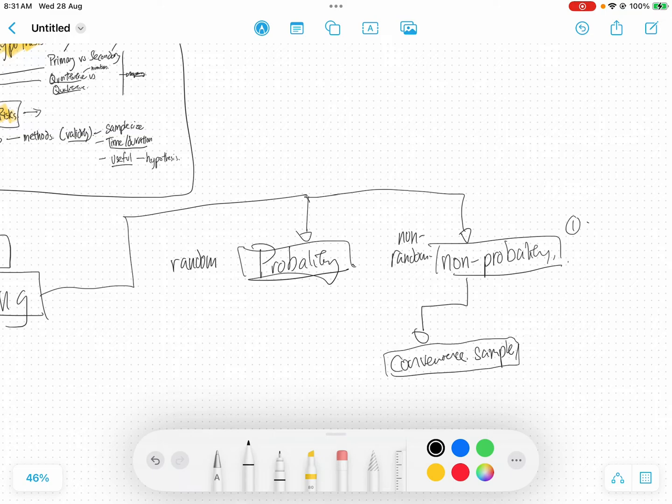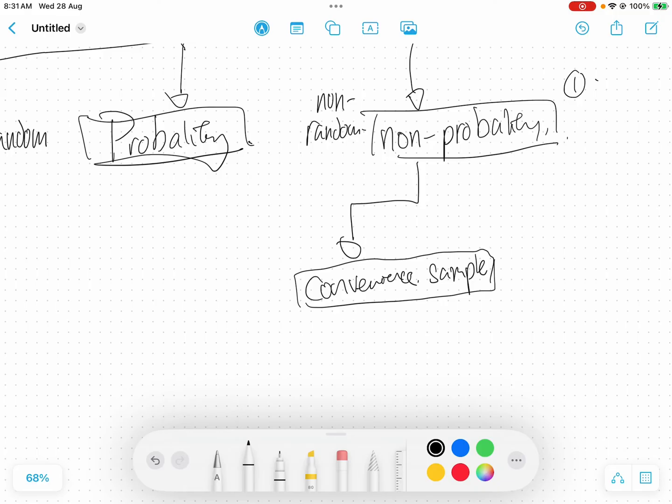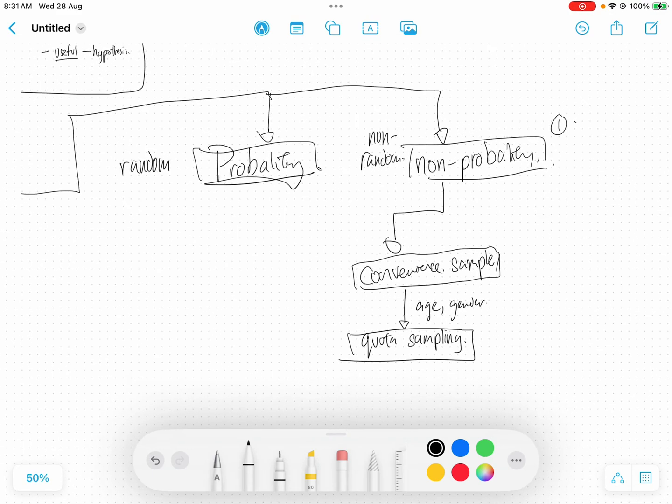On top of that, once you conduct your convenience sampling, you may also have another layer whereby you select a sample that has the proportional makeup to the population. It can be based on age, it can be based on gender, and so on and so forth. And this becomes quota sampling. So your textbook explained it in quite a clear manner. So this is non-probability sampling, whereby it is non-random.